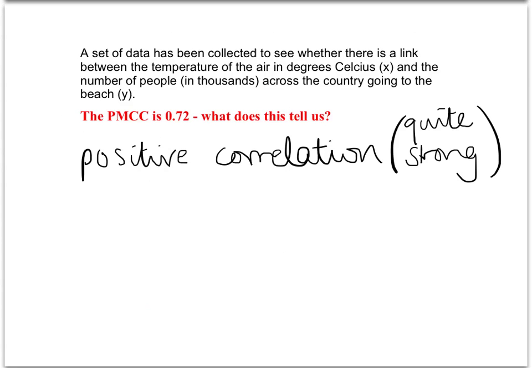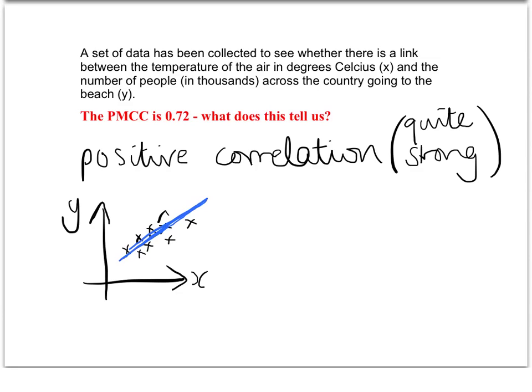So this is the most common answer from students if they get this question. We've got a set of data, and to see if there's a link between the temperature of the air, that's on the x-axis, and the number of people on the beach in thousands, we've got a PMCC of 0.72. So that means that our scatter diagram looks something like this, and that the line of best fit has a positive gradient, and it's quite a strong correlation. The crosses of the scatter diagram are quite close to the line, and this is a good answer.